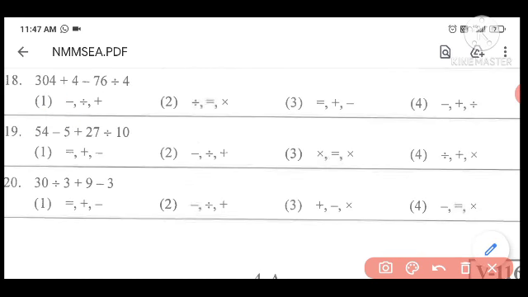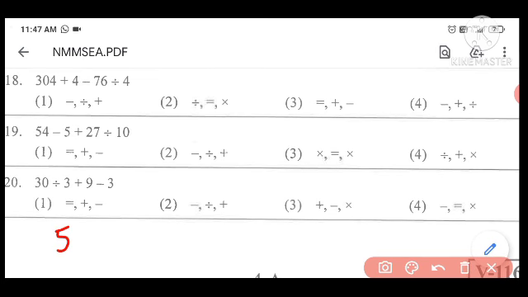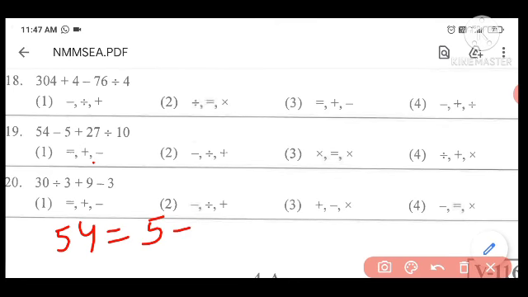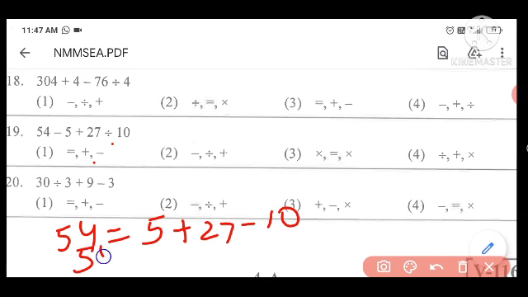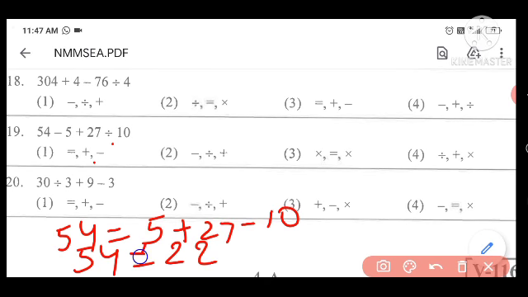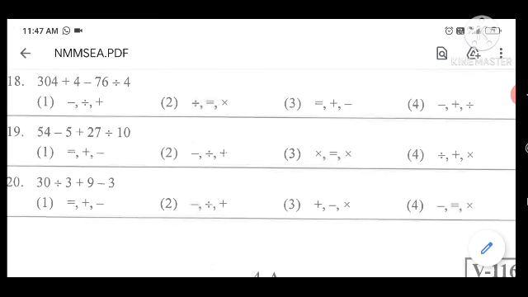So let us substitute the signs in the first option in the given question. 54, in the place of minus we substitute is equal to 5. In the place of plus we again substitute plus, in the place of 27, in the place of divided by we substitute minus 10. Okay, 54 is equal to 5 plus 27. How much? 32. 32 minus 10, 22. So it is not equal. So one is wrong.